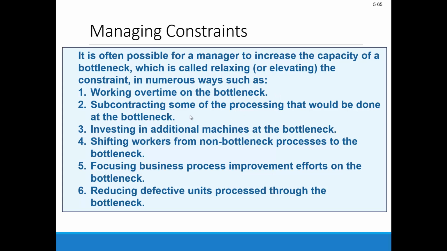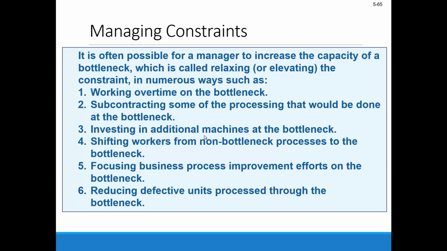Maybe we can subcontract some of the processing that would occur in and around that bottleneck. So maybe we have a machine shop on standby that can do some of the processing of our products for us. Maybe it's a little more expensive than we can do it in-house, but maybe it's still potentially profitable if we can fill customer demand.